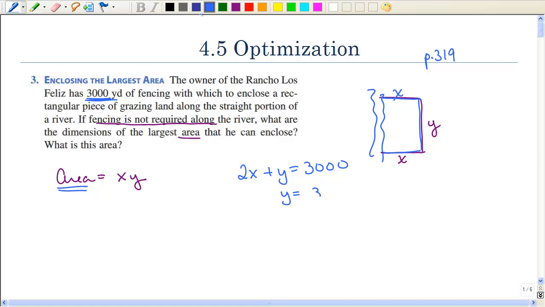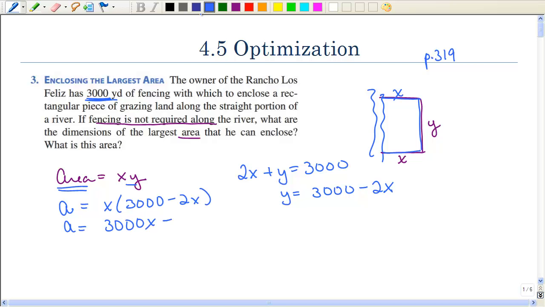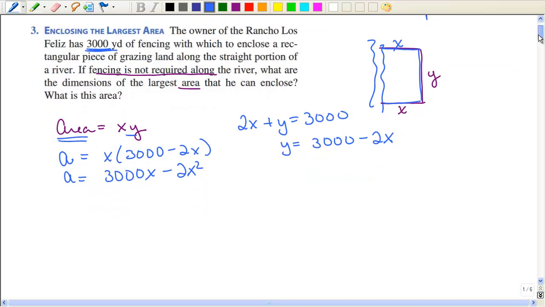So here I think it's easiest to solve for y. So I'm going to substitute y. I'm going to put in place of y 3,000 minus 2x, and then multiply that out. Right, so that is the equation I need to maximize. So I'm going to take the derivative, set it equal to 0, and solve for x.